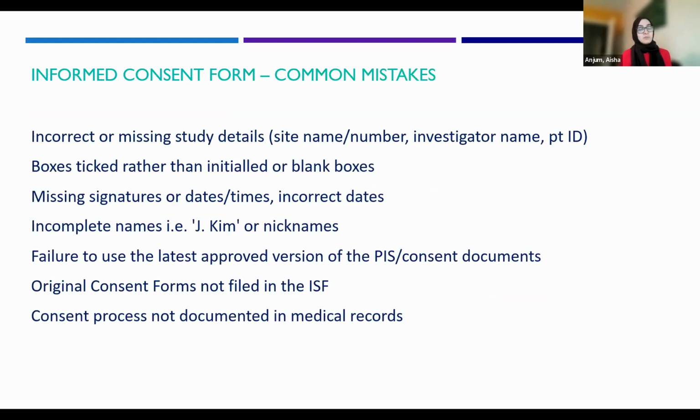Just going on to common mistakes that we see on consent forms. We see things like incorrect or missing study details, boxes being ticked rather than initialed or left blank. Sometimes there are missing signatures, missing dates and times, or incorrect dates, incomplete names, or improper names such as nicknames being written, the wrong version of the PIS or consent form being used.